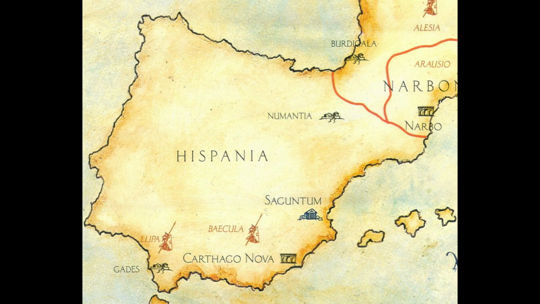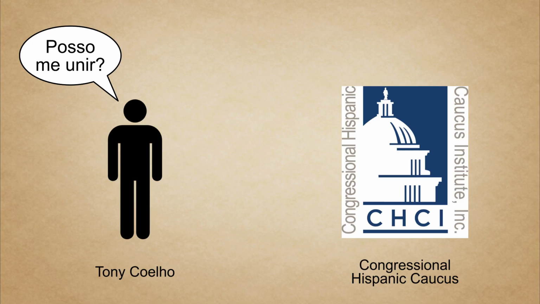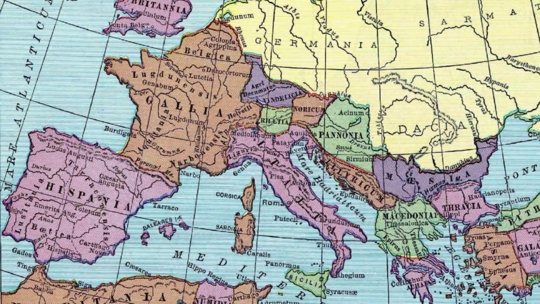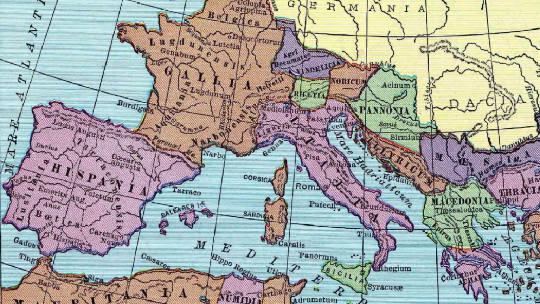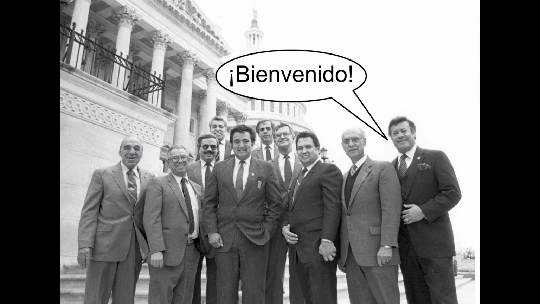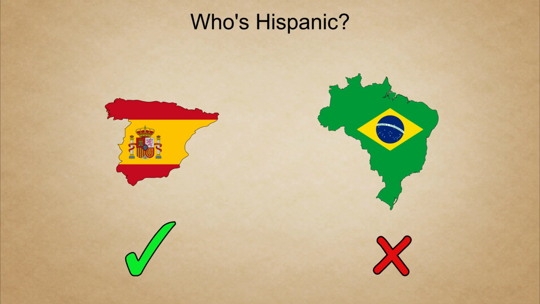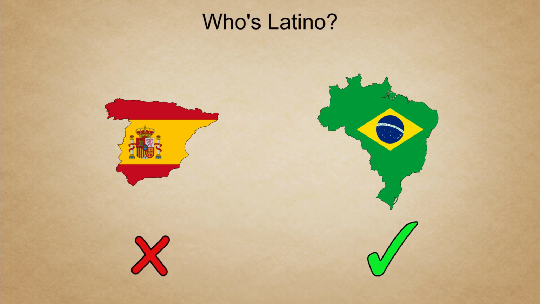In fact, in 1985, Tony Coelho of Portuguese descent applied to join the Congressional Hispanic Caucus, but he was denied entry. He then showed them a map of the Roman Empire, in which Hispania covered the whole Iberian Peninsula, so they let him in. Some dictionary definitions do include Portugal, but generally speaking, the term Hispanic does not refer to people of Portuguese descent. So moving on to Latino, while the term Hispanic includes people from Spain and excludes people from Brazil, Latino is basically the opposite. People from Brazil are Latino while people from Spain are not.